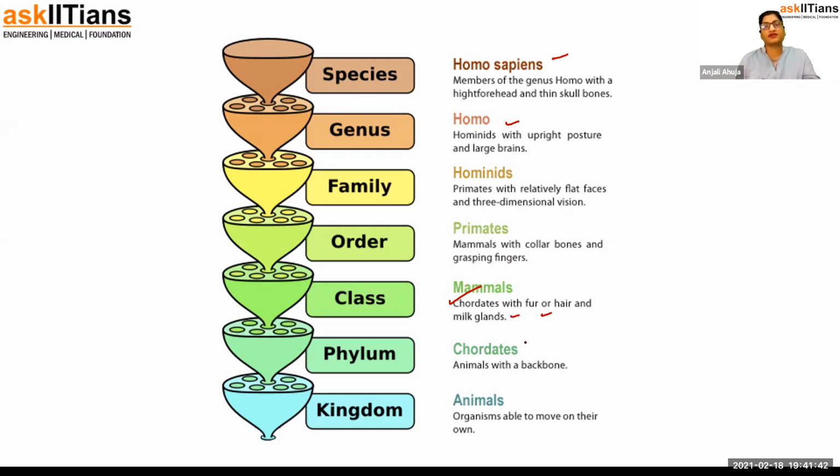Then animals with a backbone. Actually, the word backbone is an outdated term, that's for the lower grades. For the chordates, I will not use the word backbone, I will use the word notochord. Now, what is a notochord? Obviously, you will learn that. And animals belong to the kingdom Animalia. That's it. This is the human classification.